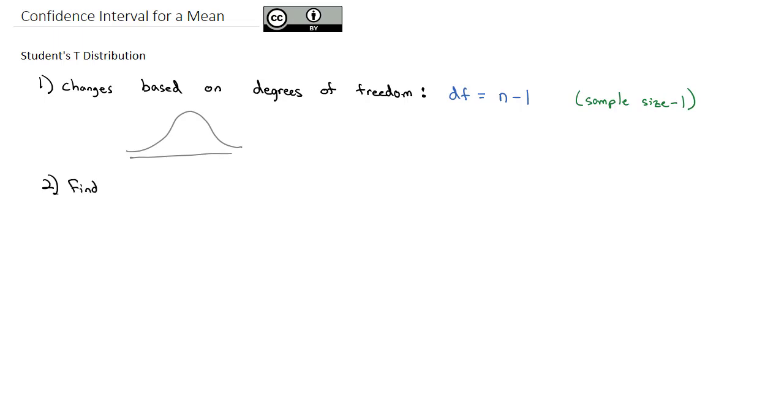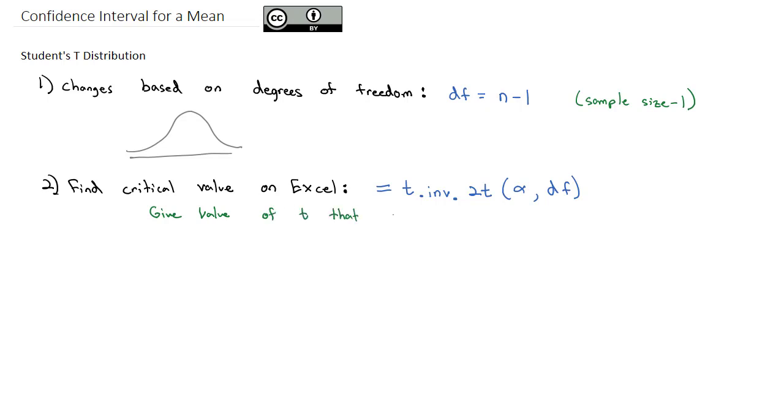So if we want to find a critical value on Excel for a confidence interval, where we want to get a certain percentage in a tail, the way we're going to do that in Excel is we will type in equals t.inv.2t, the alpha size, comma, the degrees of freedom. And what that will do is give the value of t that splits alpha between the two tails.